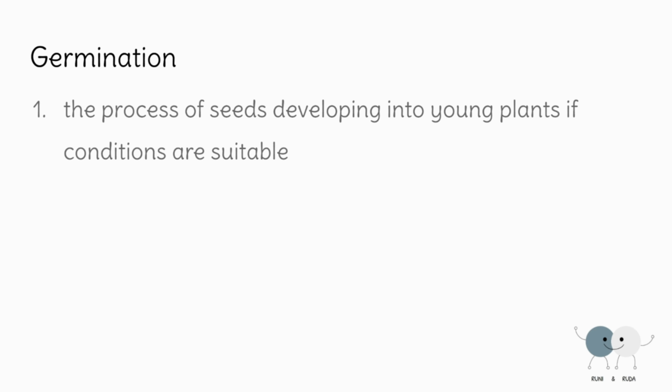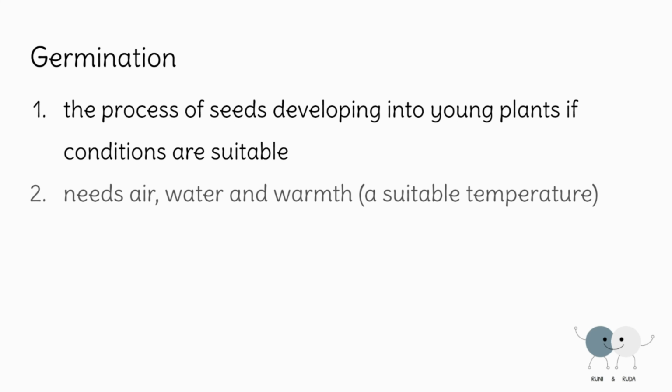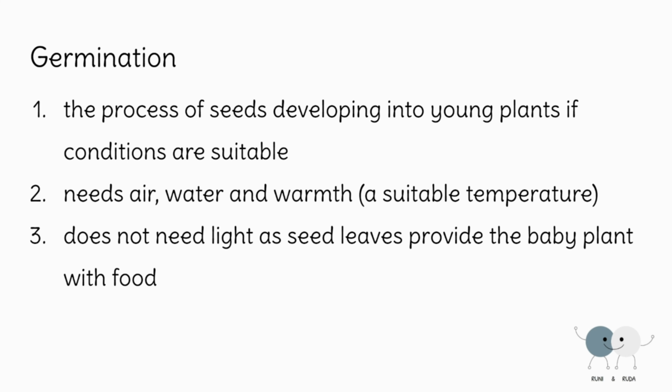Germination is the process of seeds developing into young plants if conditions are suitable. The conditions are they need air, water, and warmth. Germination does not need light as seed leaves provide the baby plant with food.